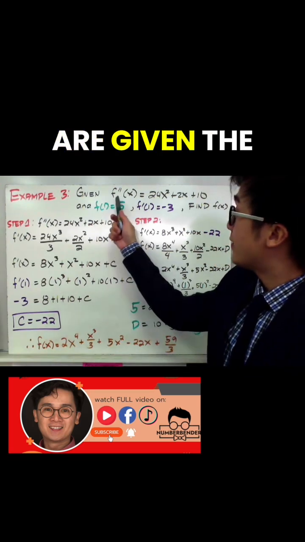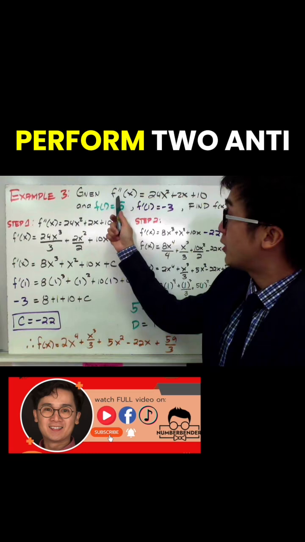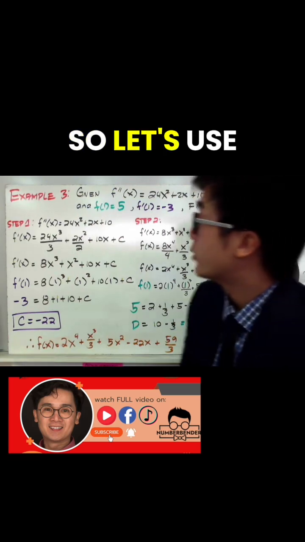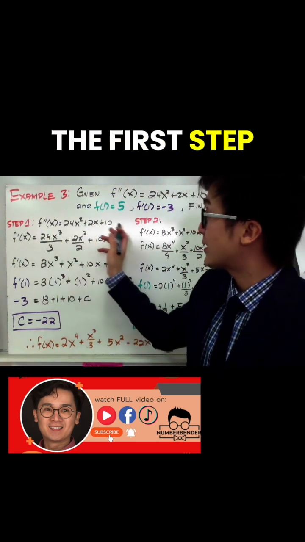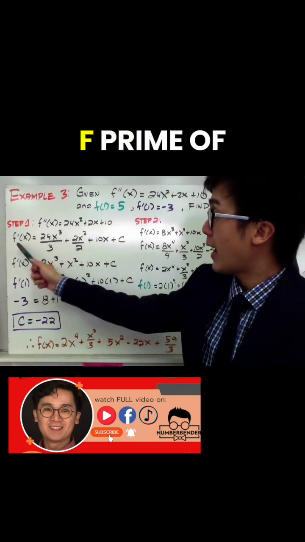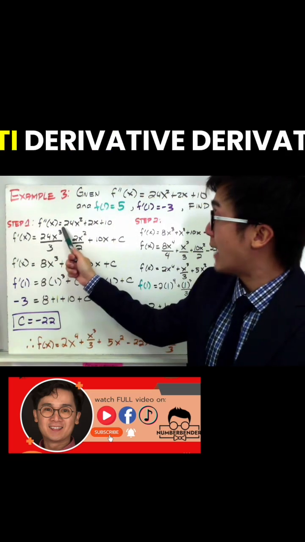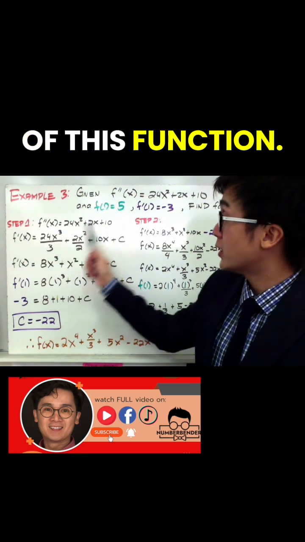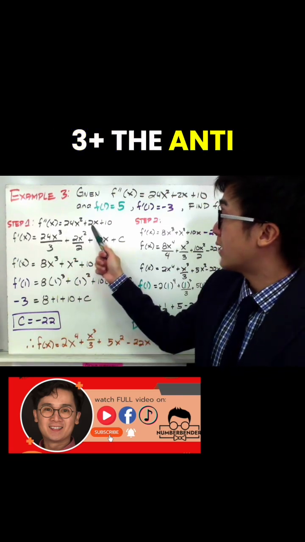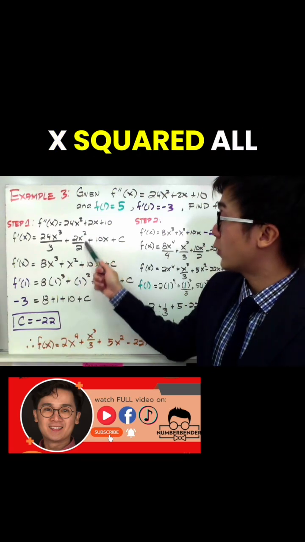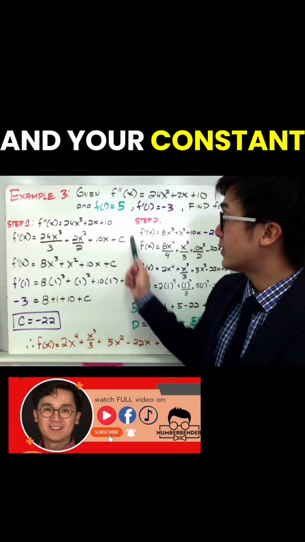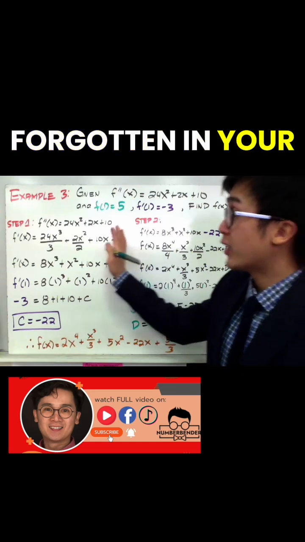So since we are given the second derivative, we need to perform 2 antiderivatives to be able to reach f of x. So let's use the first step in finding f prime of x. We are given f double prime of x. F prime of x is the antiderivative of this function. So you have 24x cubed all over 3 plus the antiderivative of 2x, which is 2x squared all over 2, antiderivative of 10, which is 10x, and your constant that cannot be forgotten in your f prime of x.